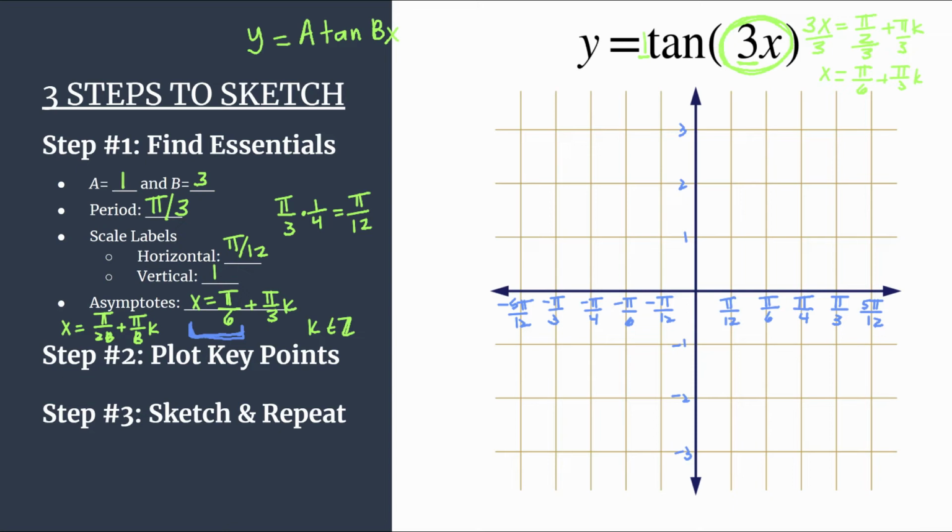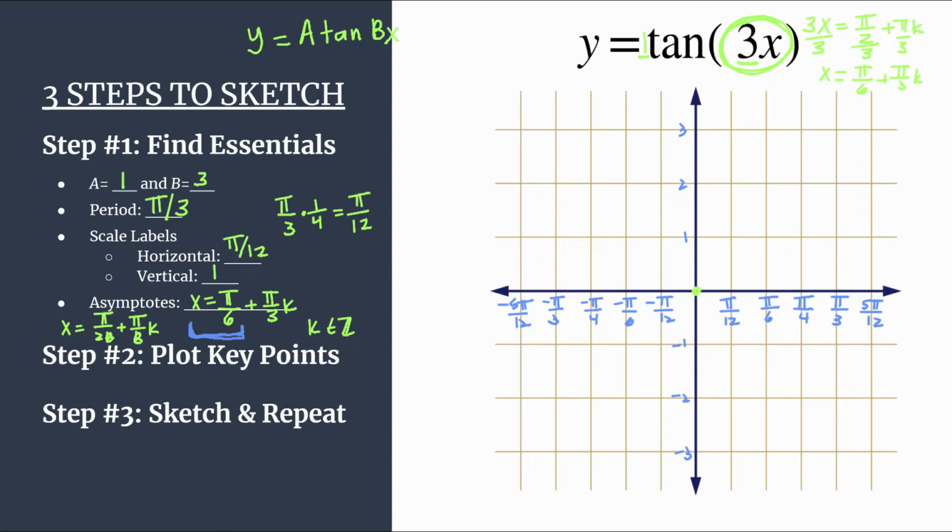Okay, so step 2 is to plot the key points. So I like to think of this pattern as 0, midpoint, or curve setting point, asymptote, the negative version of the midpoint or the curve setting point, and then you will start repeating. You'll get back to a 0. And we know tangent that is not shifted should start at the origin.